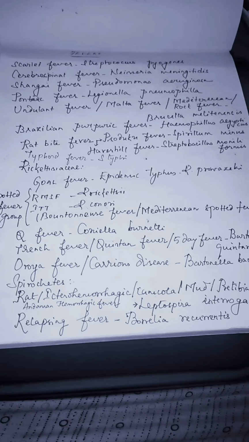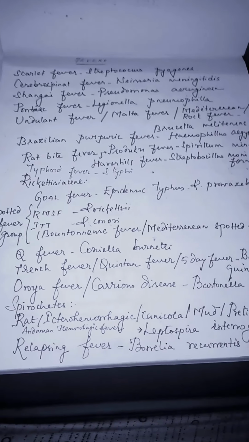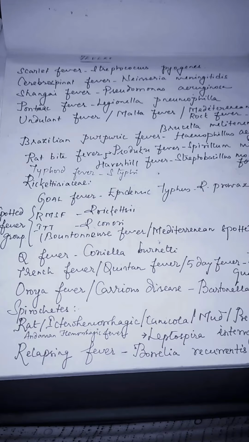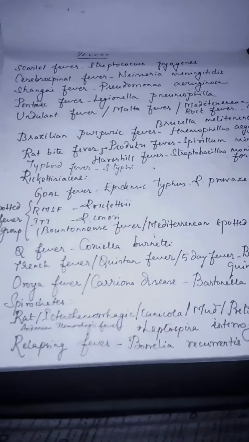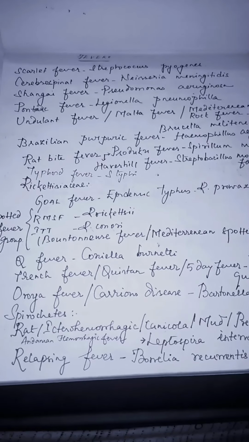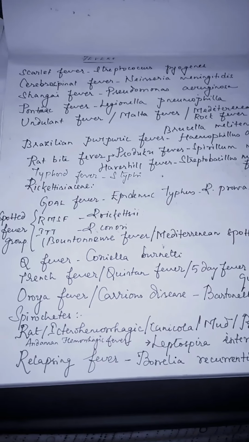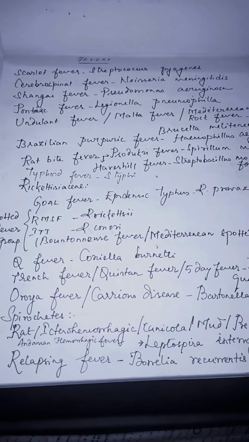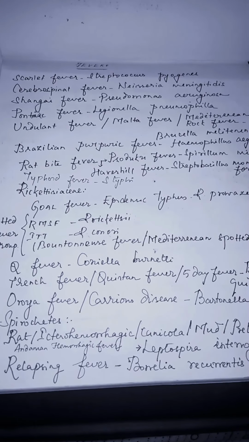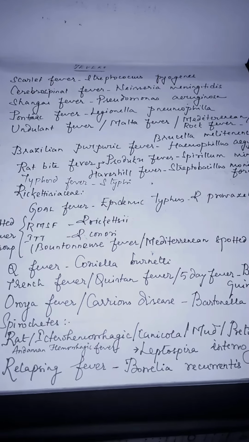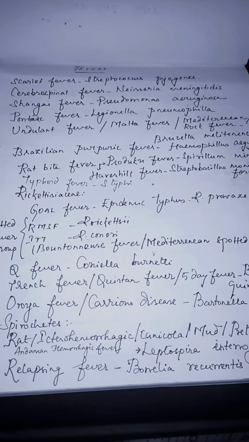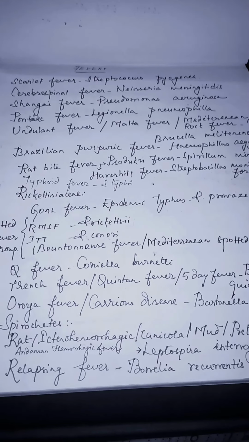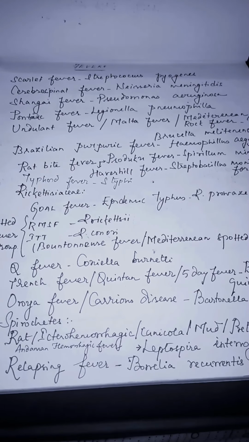Hi friends, today's class will be on fevers in microbiology. Here is a list of fevers and here is a list of organisms. So let us see one by one. The first is scarlet fever and the organism is Streptococcus pyogenes, which is toxin mediated. Next is cerebrospinal fever and the organism is Neisseria meningitidis. Shanghai fever, Pseudomonas aeruginosa. Pontiac fever, Legionella pneumophila.